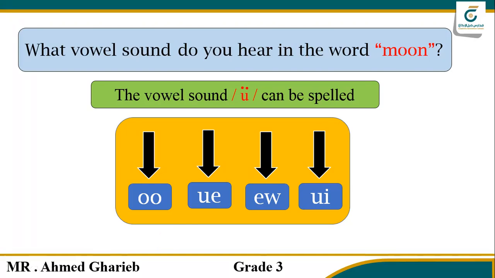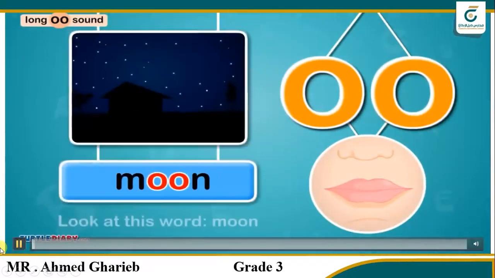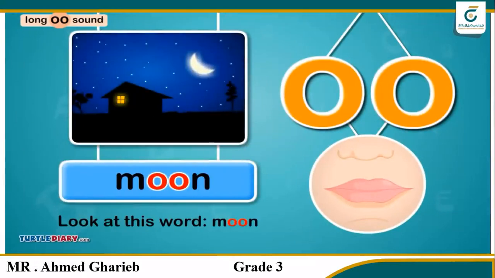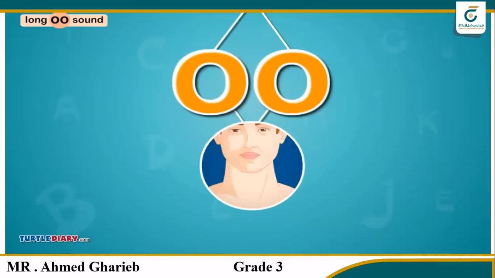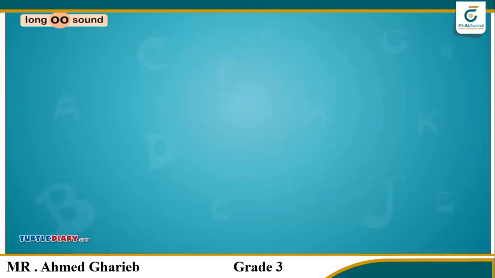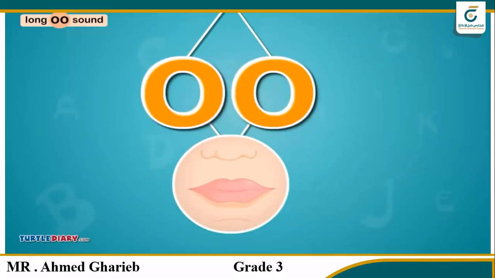Now we will watch a video that shows you how to make the sound oo in our mouth. So watch carefully. Look at this word, moon. The letters OO in moon make the oo sound. How to make the sound? Make your lips rounded tightly and make the oo sound, as in spoon. Try again. This time, put your hand on your throat. It moved or vibrated. Let us look at some more words that begin with the letters OO and make the oo sound, as in spoon.